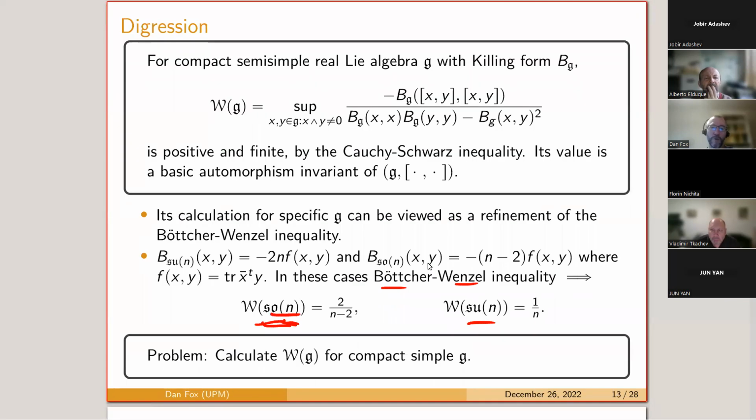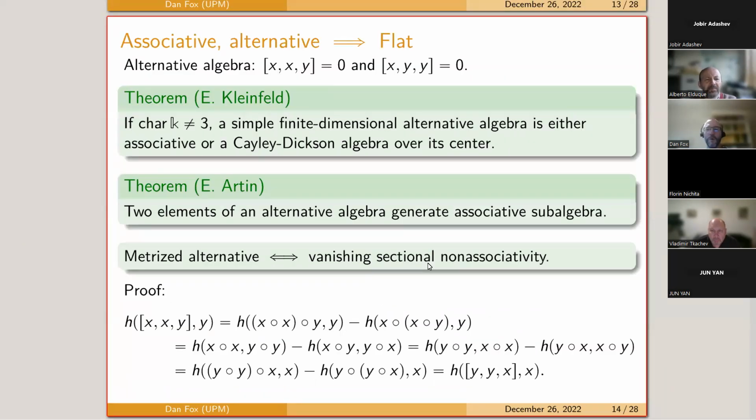So let me now go to simpler examples just to show what this notion of sectional non-associativity really means. If we have an alternative algebra, that means that these are both zero, and that immediately implies that the sectional non-associativity is zero. And in fact, for a metrized alternative algebra, they're equivalent, as I state down here at the bottom. The proof is simply this. If I look at this quantity, by the invariance of H it's equivalent to this, and then it's equivalent to this. That's what was the numerator in the sectional non-associativity. Then just going through, you also get this. And so you see that the numerator in the sectional non-associativity definition is zero exactly if these things are both zero. This is using the non-degeneracy of H, of course.